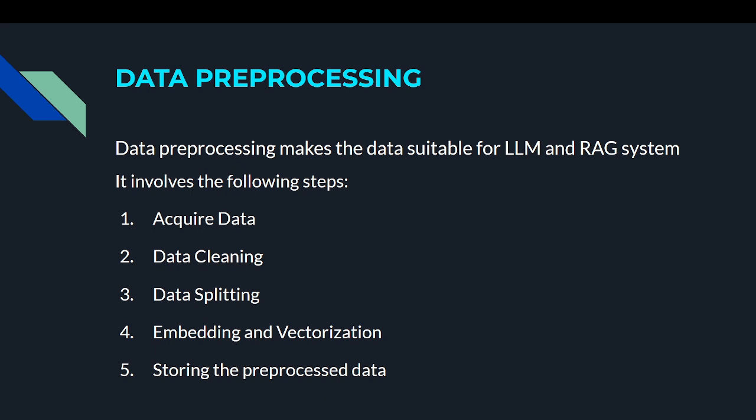Then comes embedding and vectorization. This involves dividing the data into tokens, and then each token is converted into a vector. Lastly, all this pre-processed data is stored.